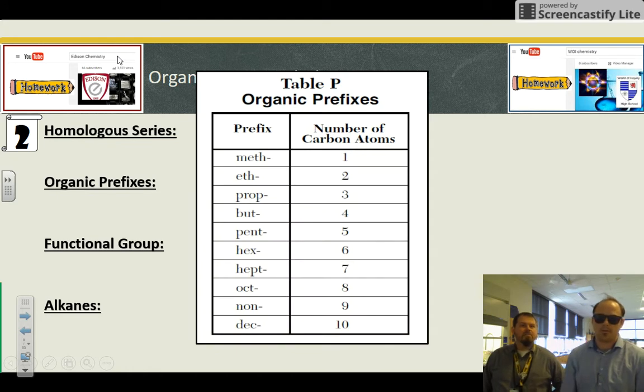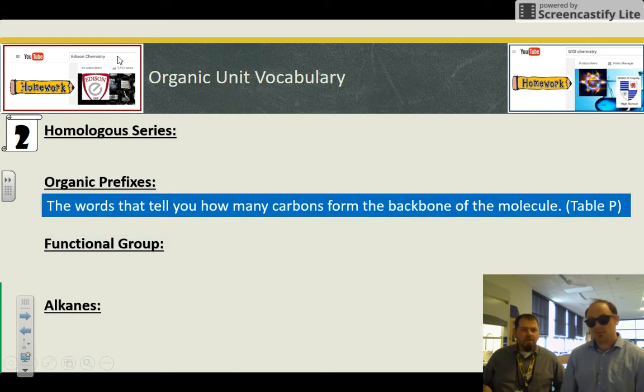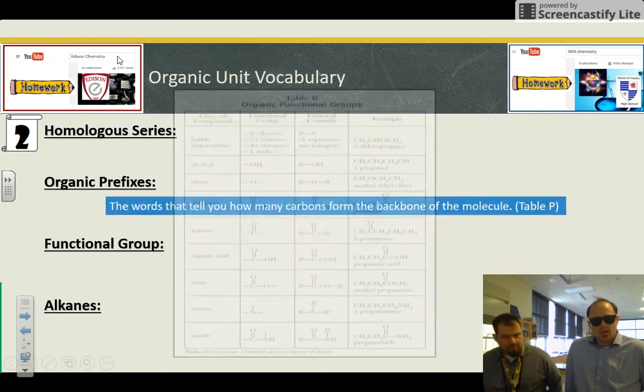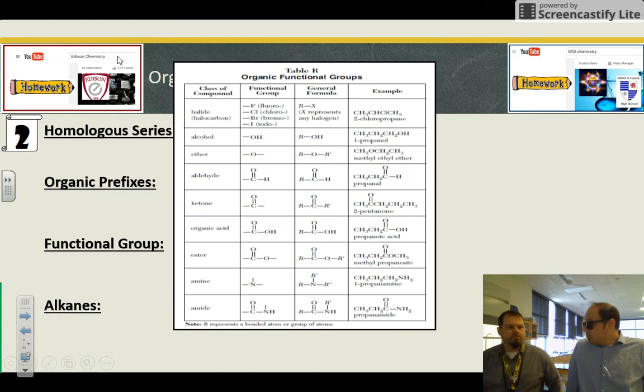Organic prefixes, table P. The number of carbons in the right column will give us a prefix in the left column. That's one of the major tools we're going to have for the whole unit. The words that tell us how many carbons from the backbone are in the molecule, we will use table P repeatedly for that.